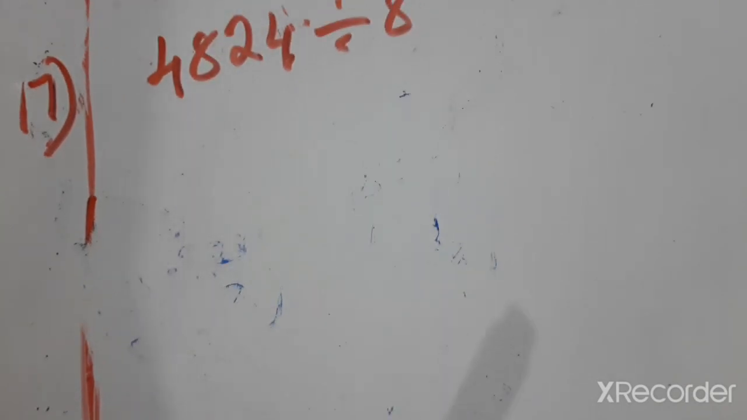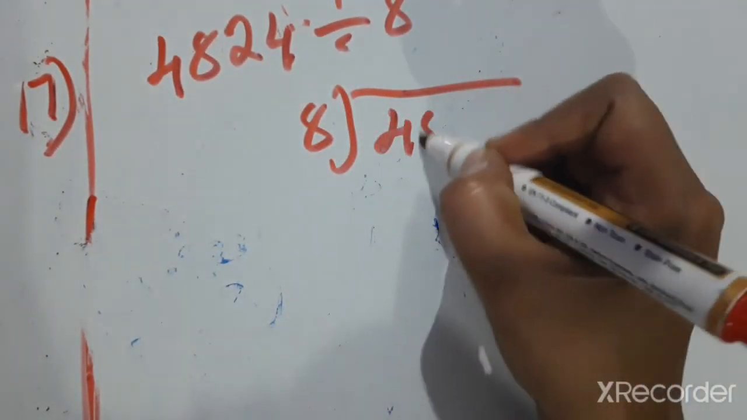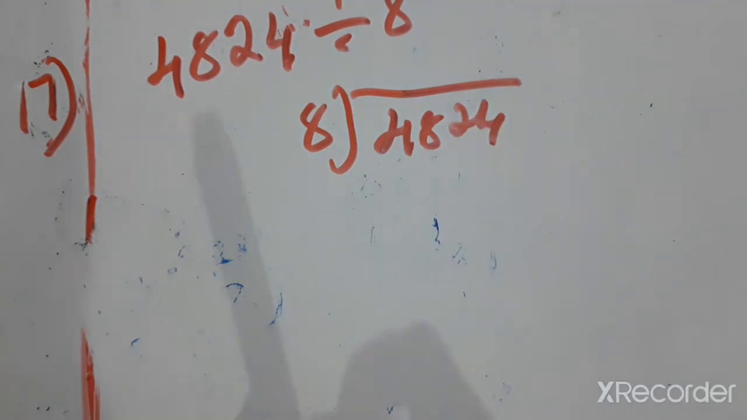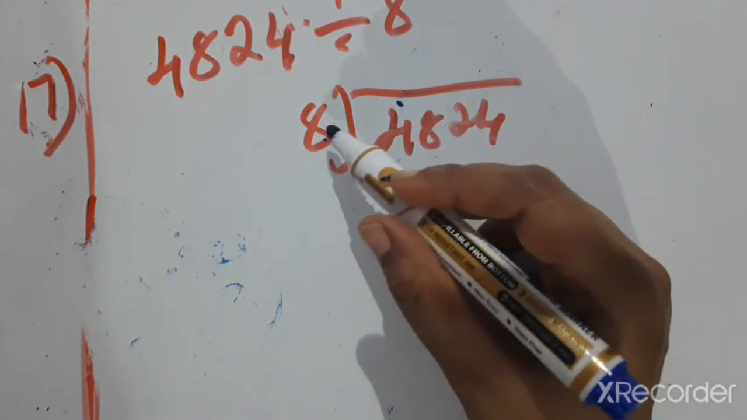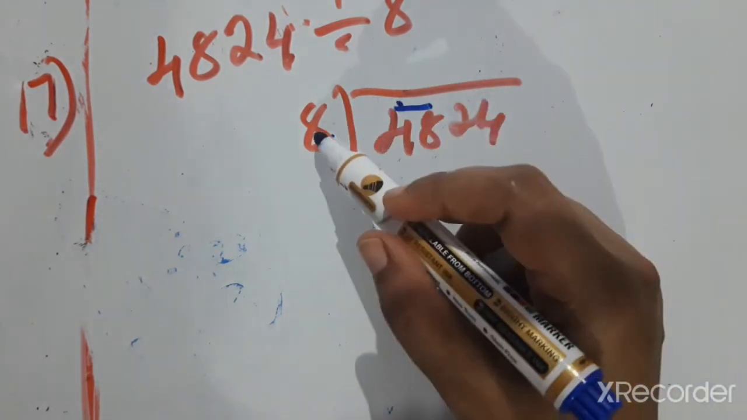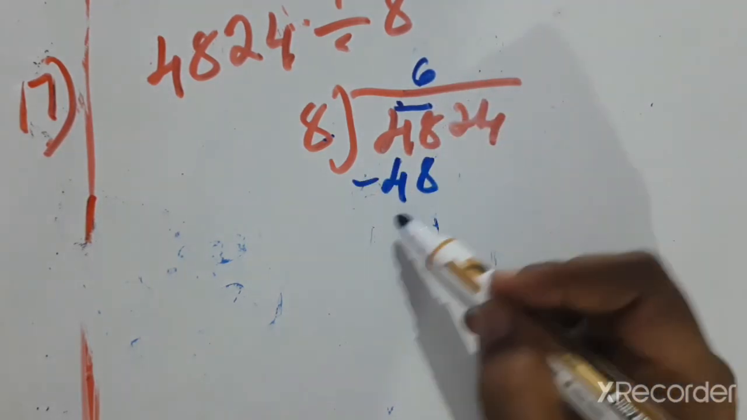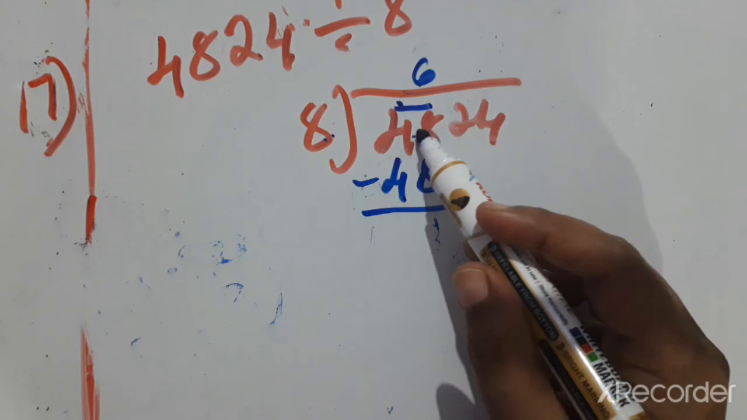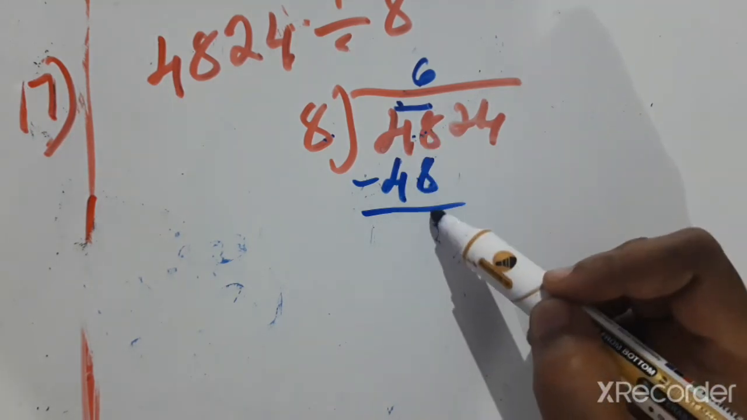Next question is 4824 divided by 8. Which table will divide this? We have to check whether 4 will divide by 8. No. So we have to take 2 digits, that is 48. 8 times how much is nearest to 48? 8 sixes are 48, we get the exact number, and we can't take greater than this number. Exact we can consider. 48 minus 48 is 0.